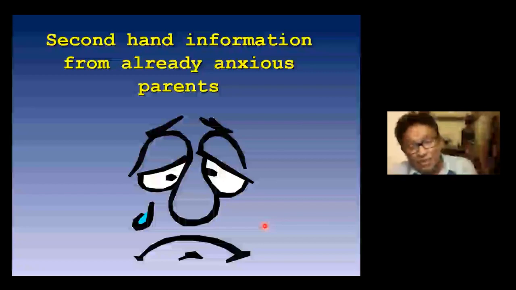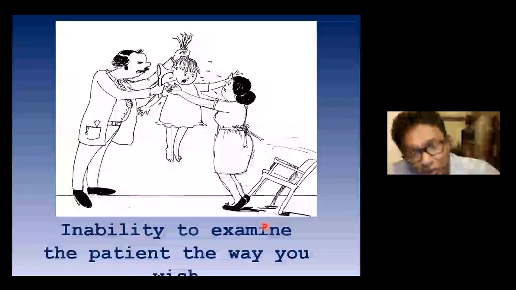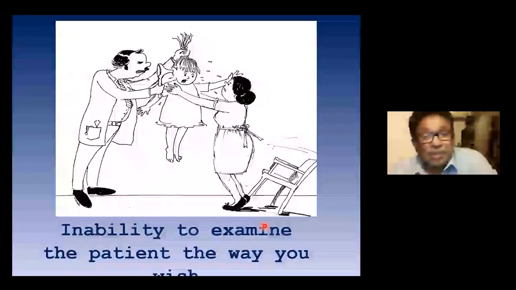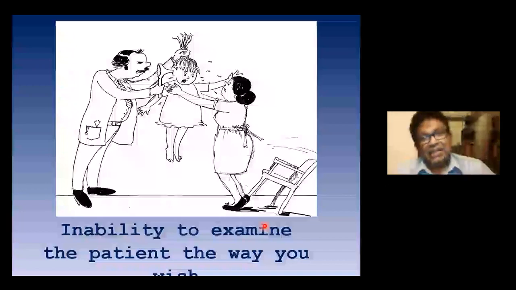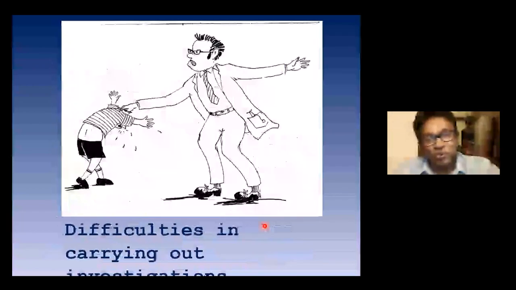Second thing is the examination. You are not in a position to examine the way you wish. They yell and they will not allow you to touch. So you are having a second problem. You can see the tragedy going through this. Trying to examine the ear, right? And also, it's very difficult to take them to do investigations.